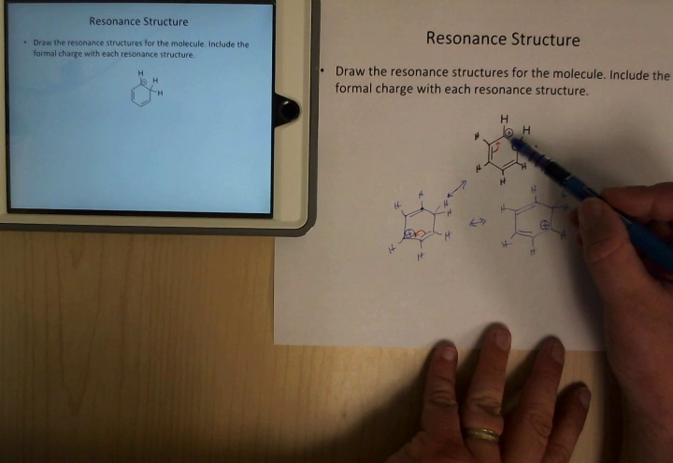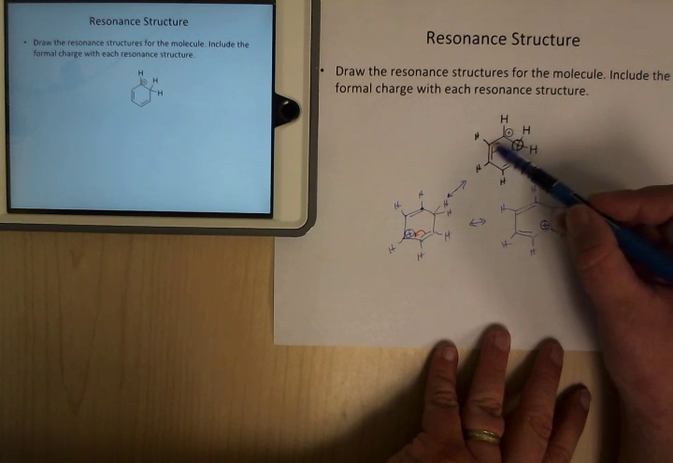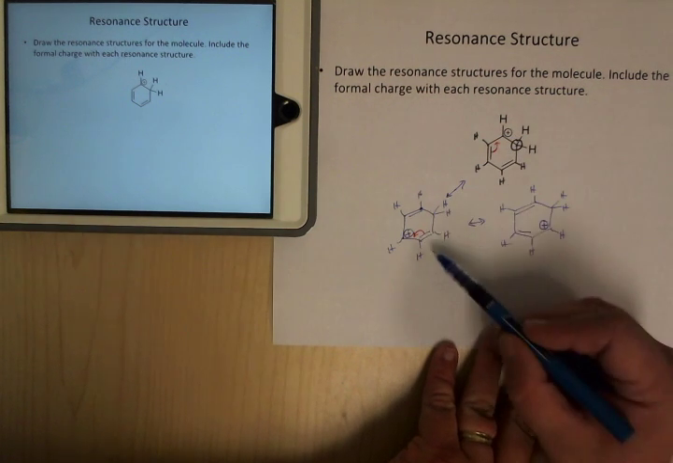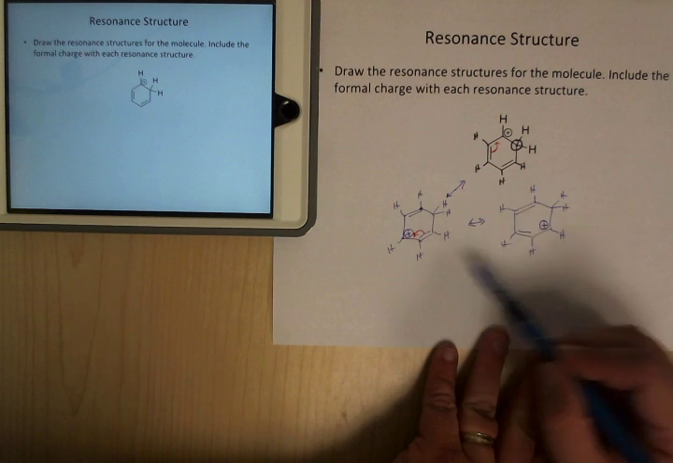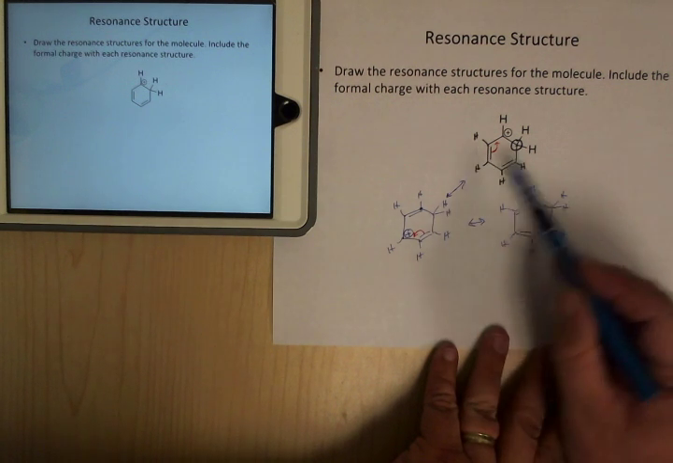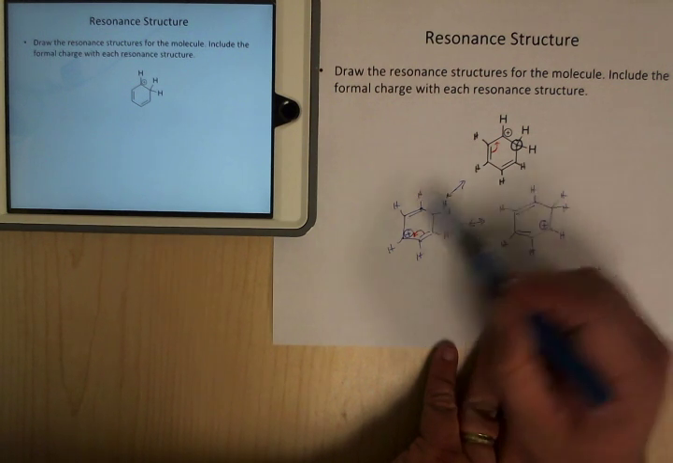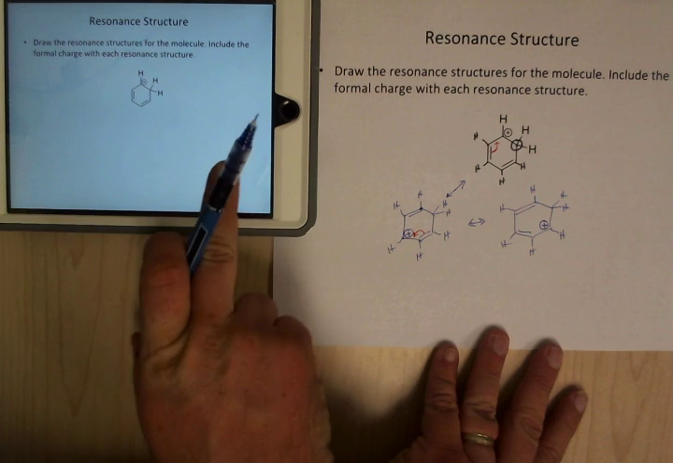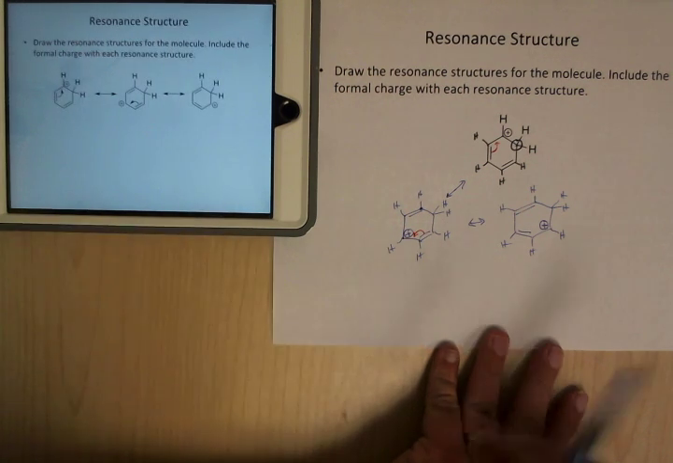But notice how the charge starts here, skips this one and goes there, skips this atom and goes there. So you'll see this a lot, where you get this skipping effect around here. These are the resonance structures. Okay, so draw all possible ones.